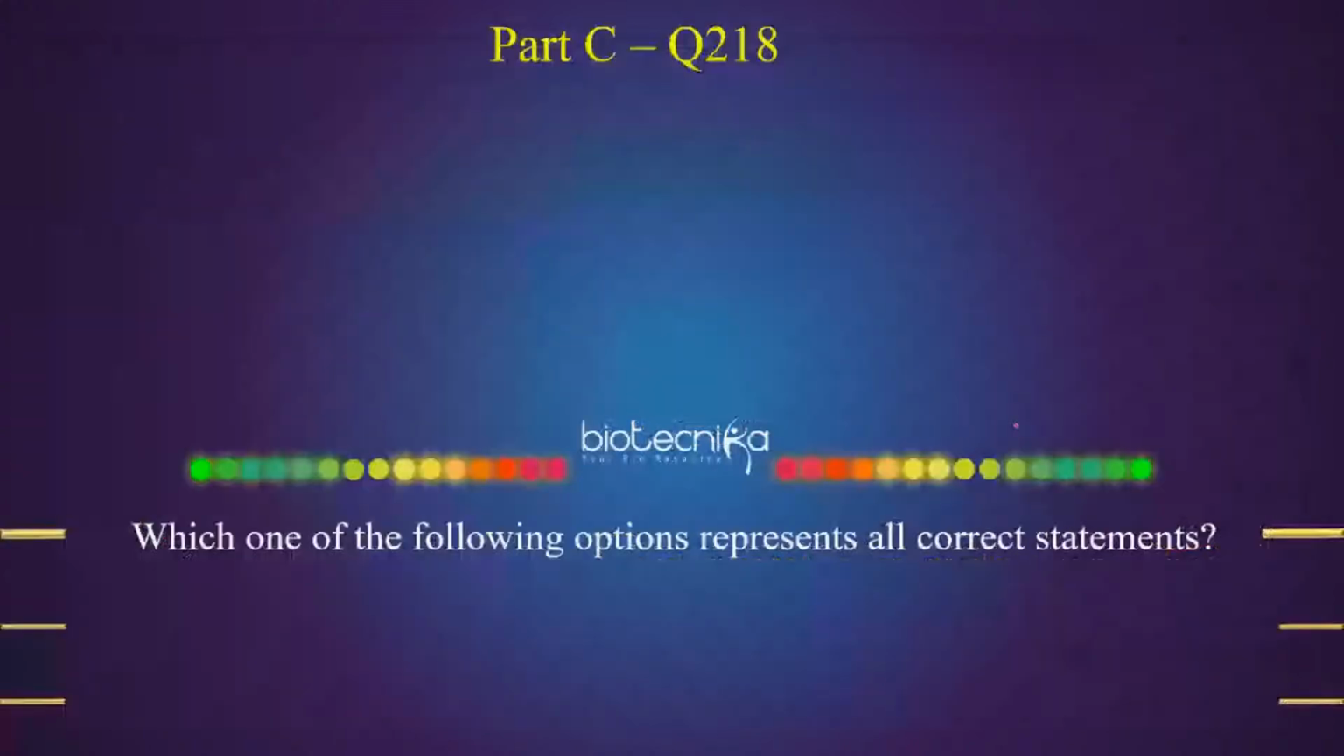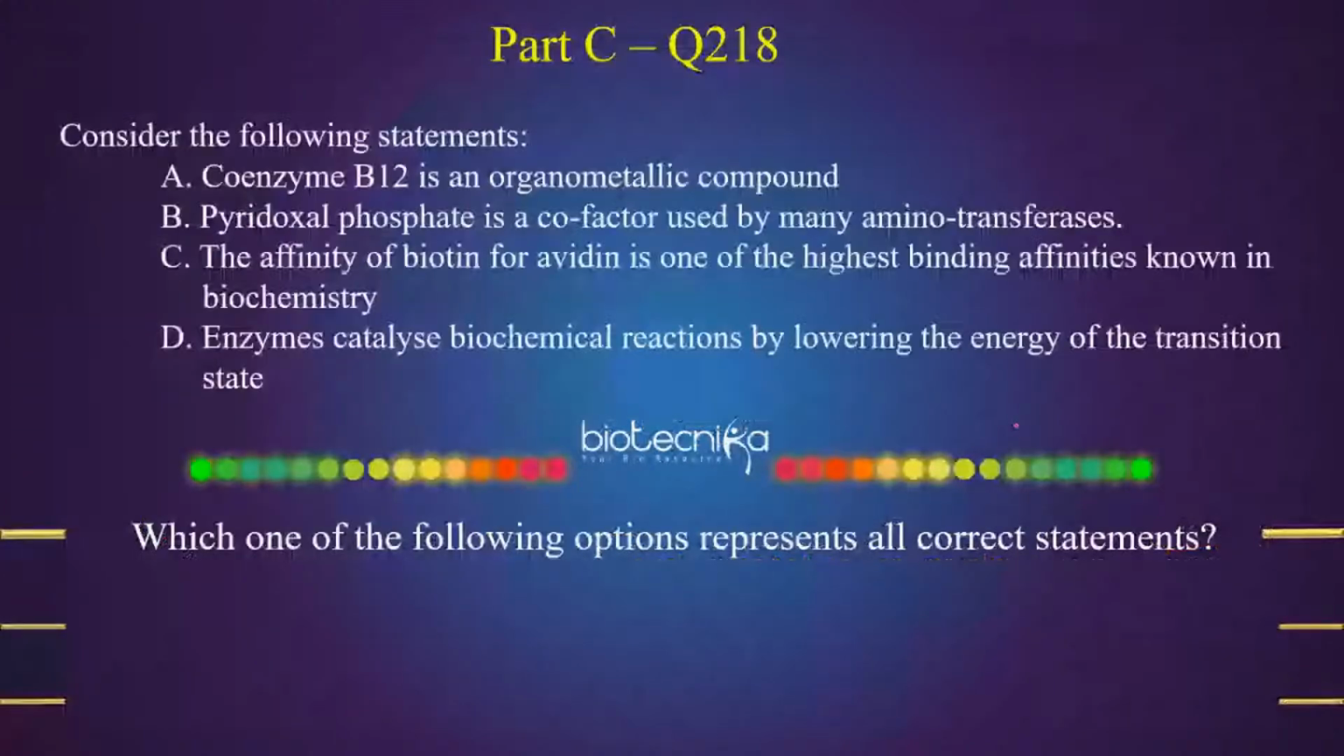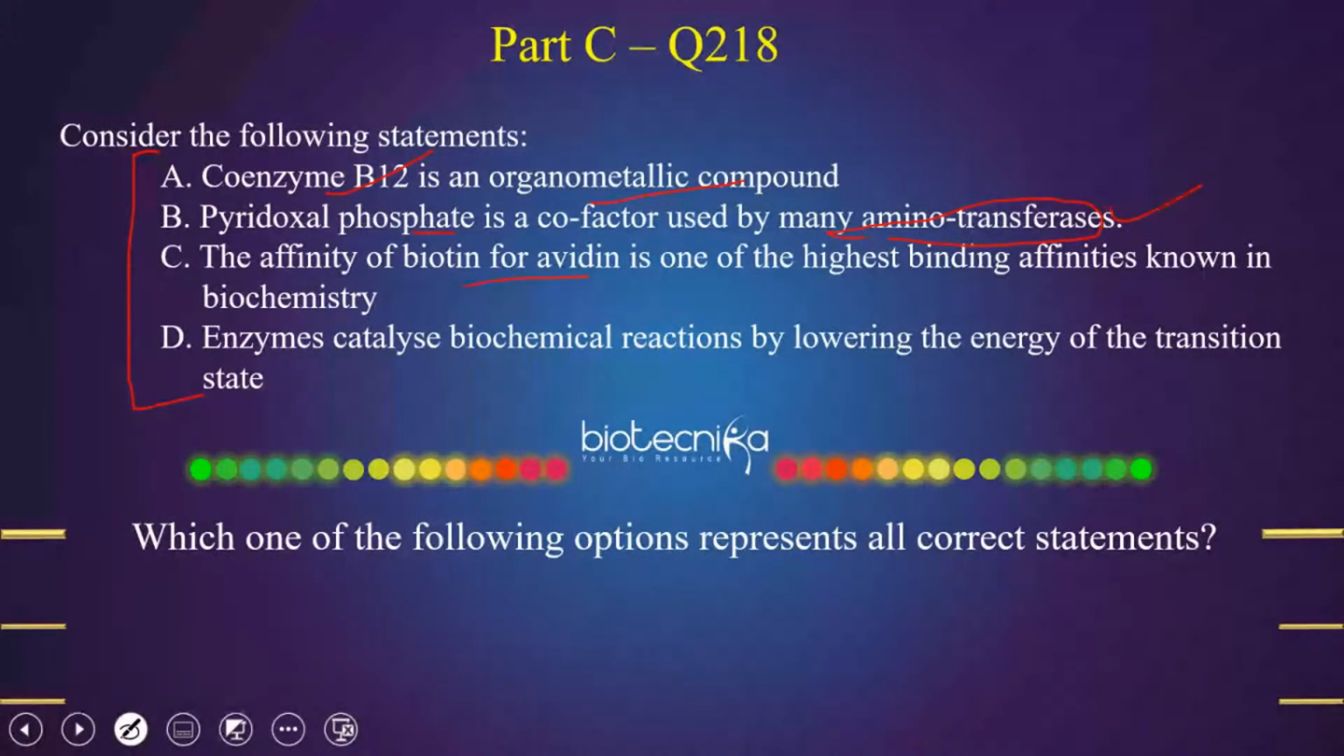Okay, next question in part C of shift 2. This was regarding vitamins and some statements about enzymes. Coenzyme B12 is an organometallic compound. Obviously, yes. Pyridoxal phosphate, yes, it is derived from vitamin B6 and is used for amino transferases. Even this is correct. Affinity of biotin for avidin, yes, this is a very excellent choice for affinity chromatography, and we use it for many biological experiments. It is the one with the highest binding affinity.